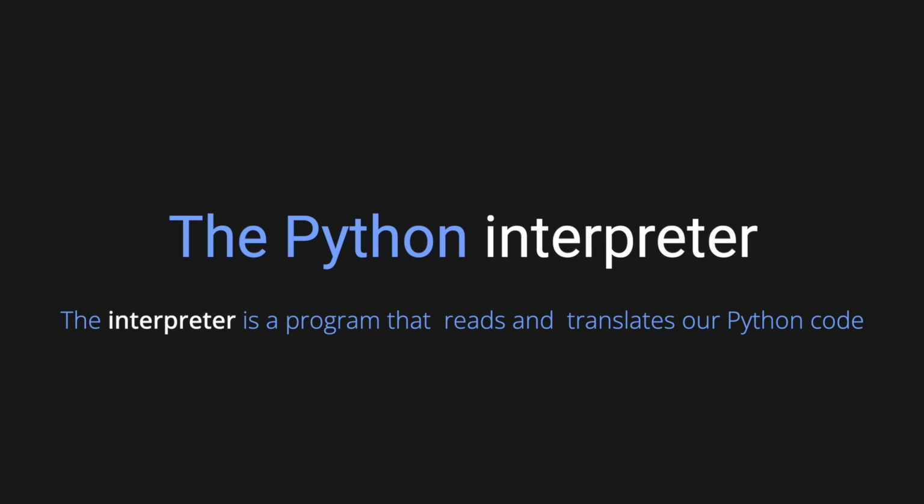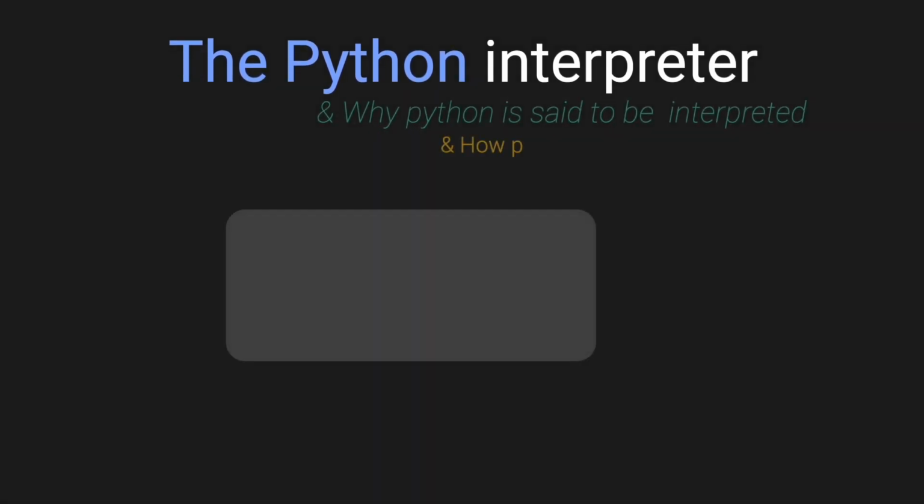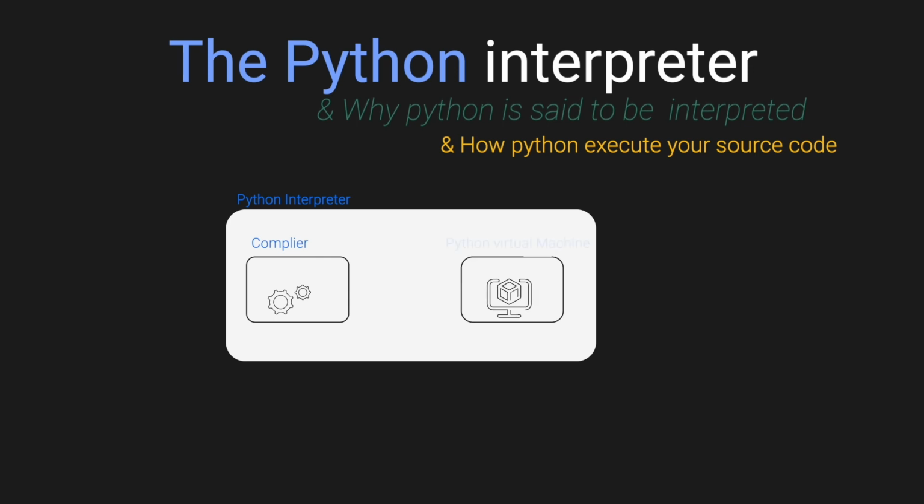So in short, what I'm saying is that in Python, the interpreter is a program that reads and translates our source code line by line. To fully understand this, let's explore the Python interpreter and ultimately explain why Python is called an interpreted programming language. The Python interpreter is composed of two key parts, the compiler and the Python virtual machine, or PVM for short. These two work together to execute your Python code.